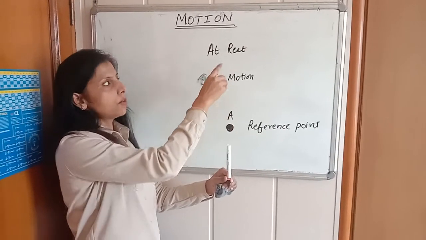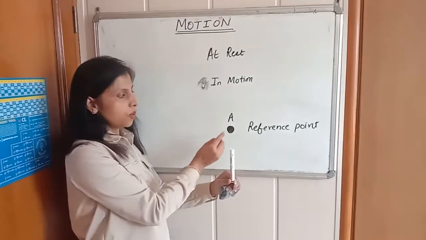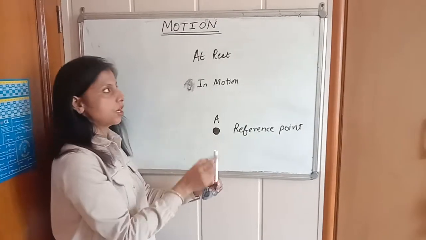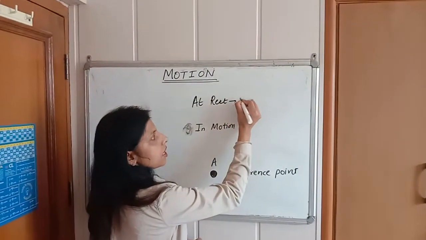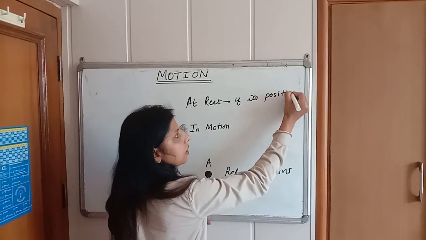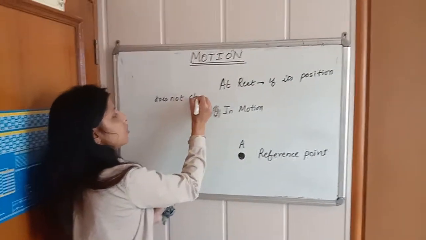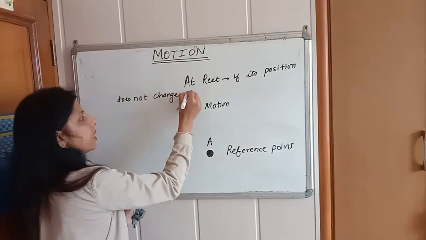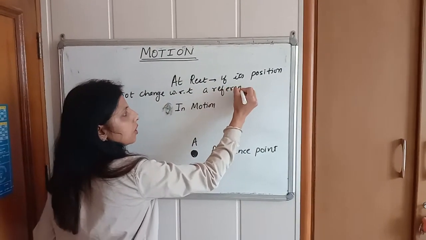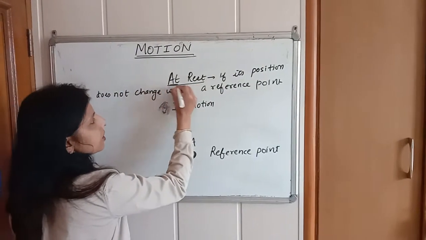So when do we say that the body is in the state of rest? When its position is not changing with respect to a stationary object taken as reference point. The body is said to be at rest if its position does not change with respect to a reference point. We will say that body is at rest.